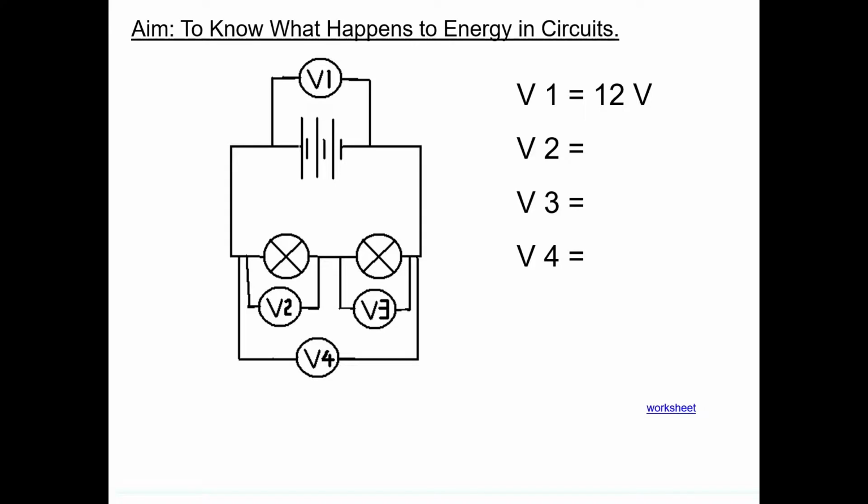Well, we know that when it gets back to the battery, it's going to have used all of those up. So V4, if you connect the voltmeter in parallel with the first and the second bulbs, V4 must also be 12 volts. Whatever gets picked up in the battery is going to get dropped in the bulbs. V2 and V3 must both be 6.